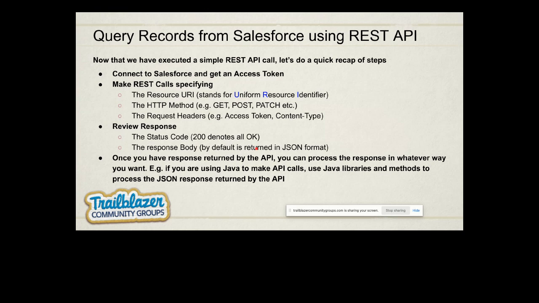Now, since we are using Postman, we can see all this data in the Postman UI. But if you are making this API call from any external application, like let's say Java, what you can do is use Java libraries and methods to process the JSON response returned by the API. Whether you are using Java or Python or any other programming language, usually these languages have the libraries and methods to parse your JSON data, and you can make use of that based on your requirement.